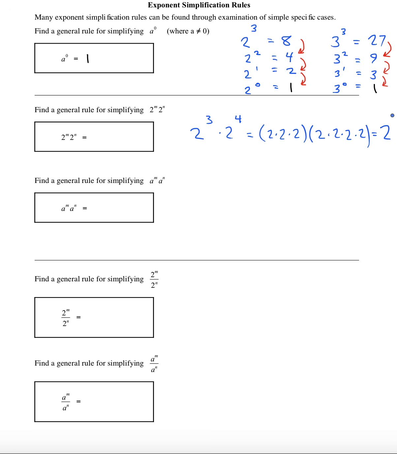I want to come up with a new exponent where the result here on the right would be equivalent to the original. What exponent would work? Well, if you count up all the 2's, you'll see that there are 7 of them. Now, how do you take the numbers 3 and 4 and make 7? Well, intuition should tell you that you could add them, and that is the general rule. 2 to the m times 2 to the n is 2 to the m plus n.